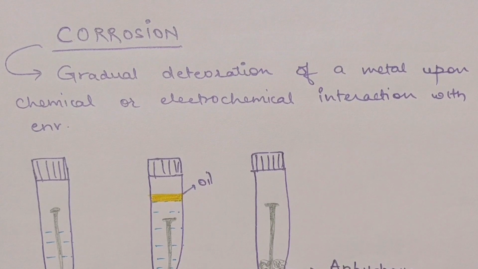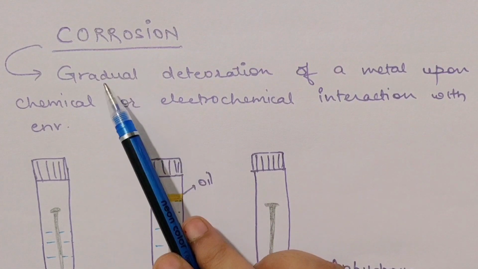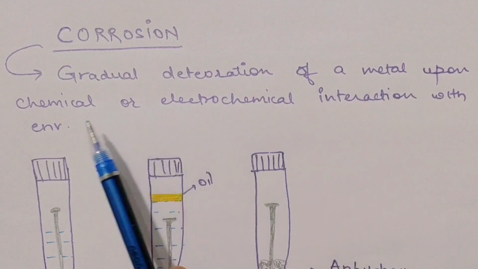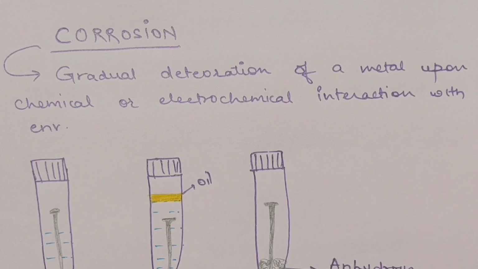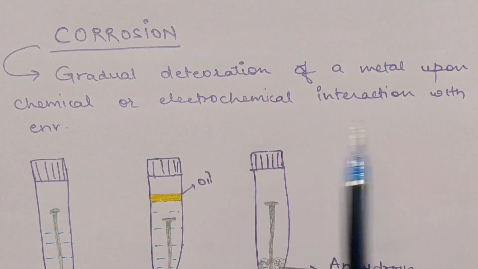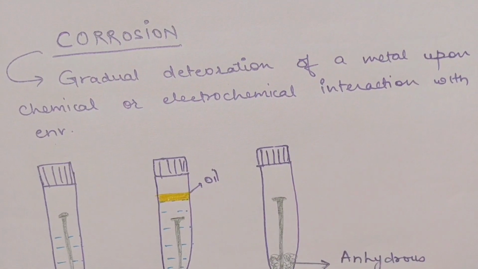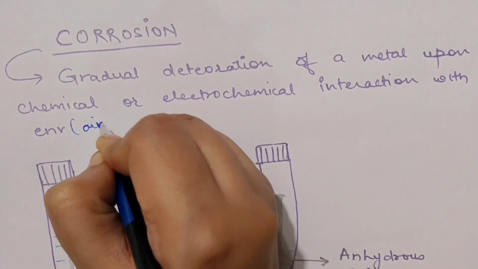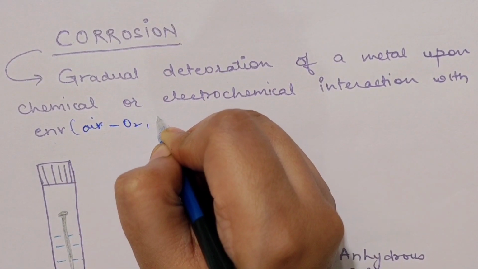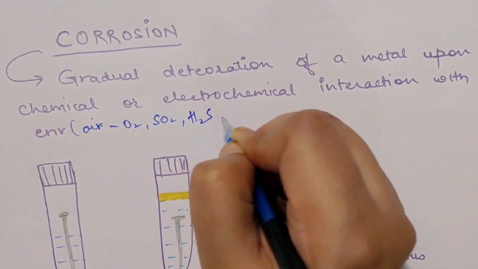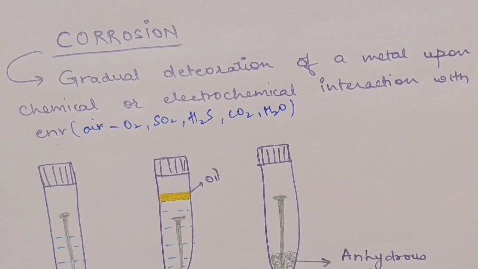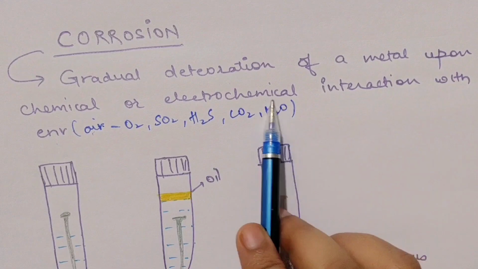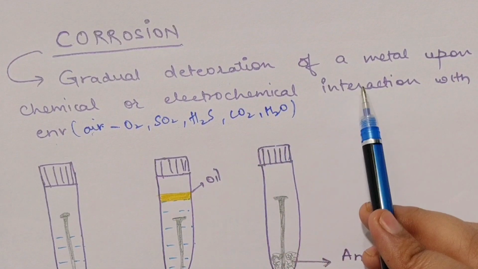Next, let's talk about corrosion. What is corrosion? Corrosion is gradual deterioration of metal upon chemical or electrochemical interaction with its environment. Okay, we all know the best example of corrosion is rusting. So that is iron being deteriorated upon reaction with its environment. What is there in environment? We have air, which has oxygen, which has sulfur dioxide, which has H2S, which has carbon dioxide, and it also has water as moisture, right? So air has all these components, and these components do react with metal and deteriorate it over time.